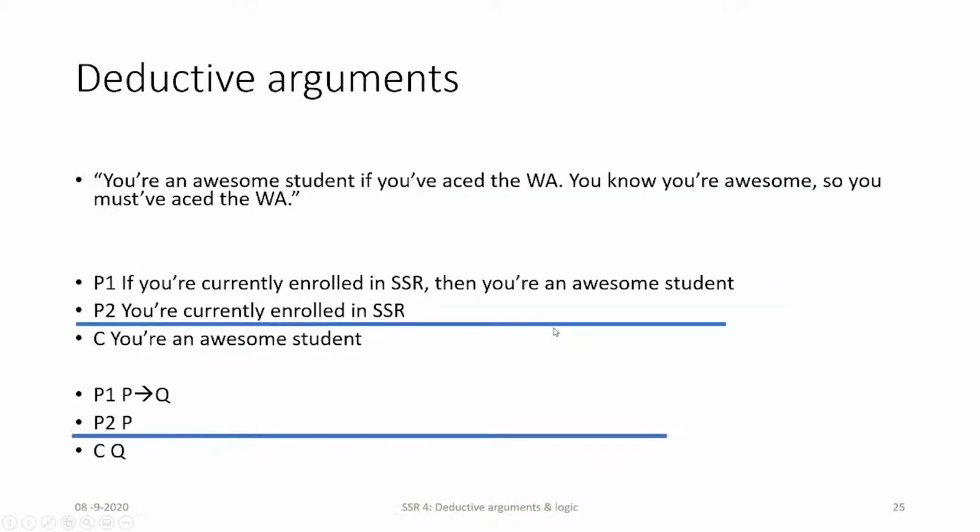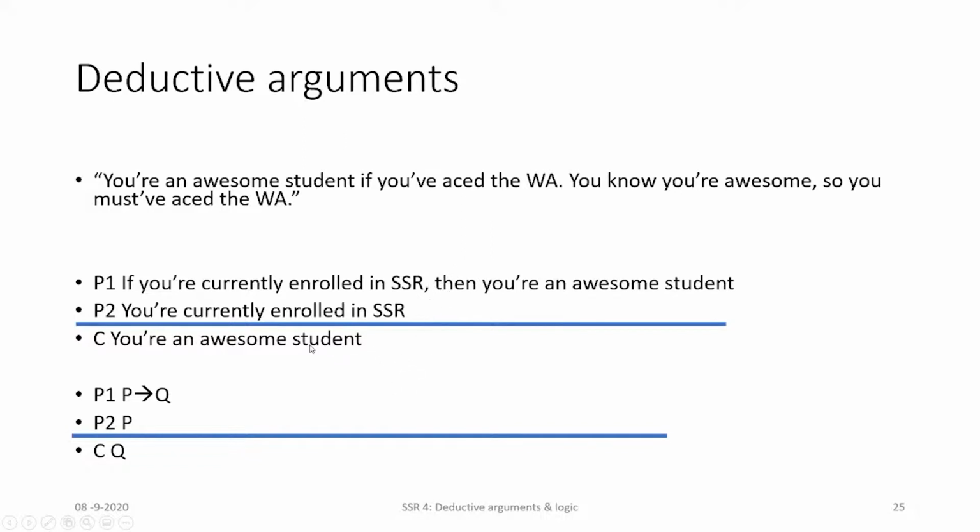Let's see. For example, if I would give you this argument, let's just ignore what it says at the top. I wanted to give you a different example because of you guys being awesome, as I said at the beginning of the lecture. I changed it to: if you're currently enrolled in SSR, then you're an awesome student. You're currently enrolled in SSR, so you must be an awesome student.